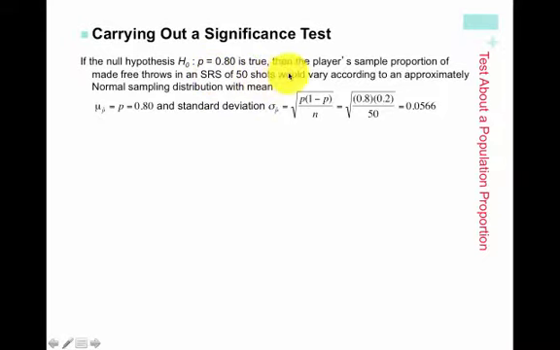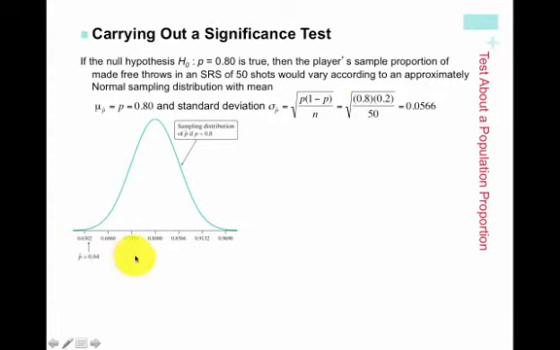So if the null is true, then the player's sample proportions would vary according to an approximately normal sampling distribution. If this is true, we have an approximately normal sampling distribution with mu sub p, the mean of the sampling distribution, equal to 0.8, and a standard deviation calculated as such. So it looks like this. We have a normal distribution, or roughly normal. The mean, the middle, is 0.8. We have our standard deviation of 0.0566, and we've shown the sample statistic p hat of 0.64 on this number line also.